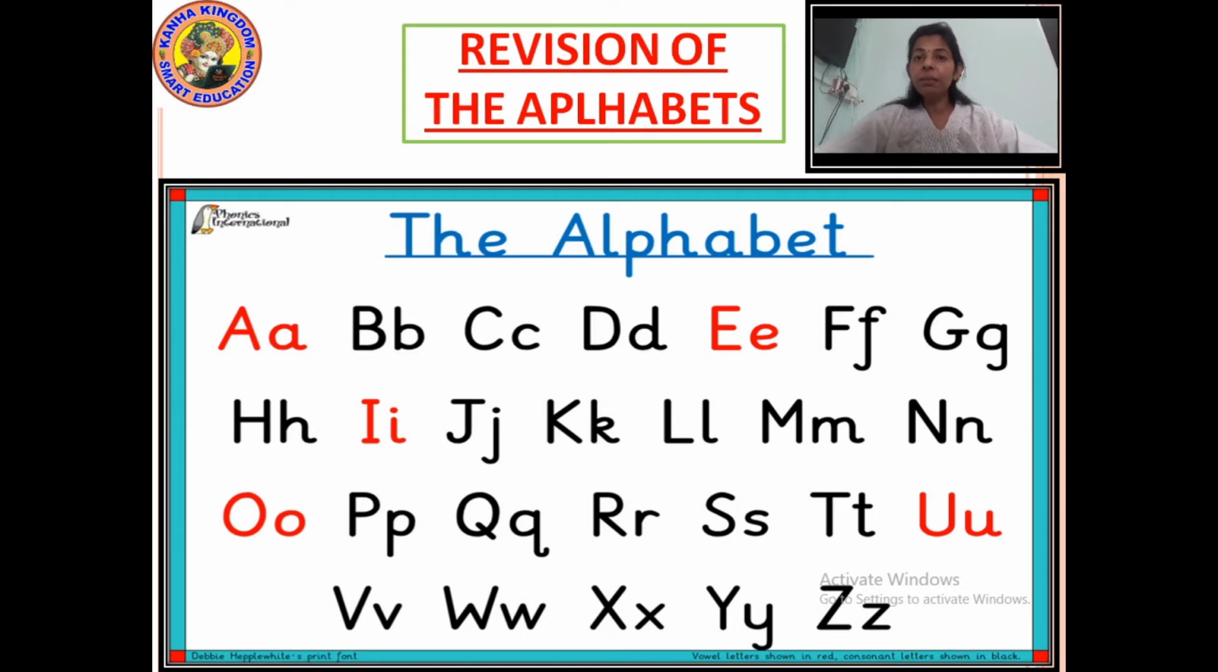Now, this is our Q. Letter Q. This is our capital Q. And this is our small q. Okay. Now let's see another letter. That is R. Capital R. This is our capital R. And this is our small r. Very good.